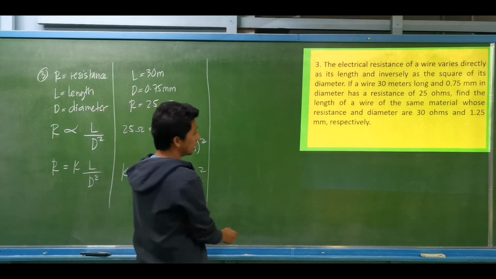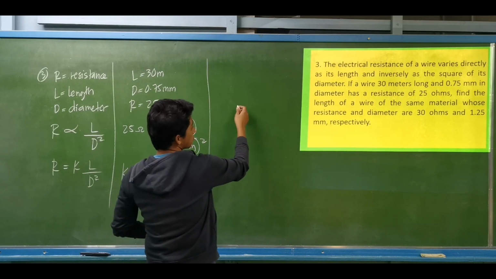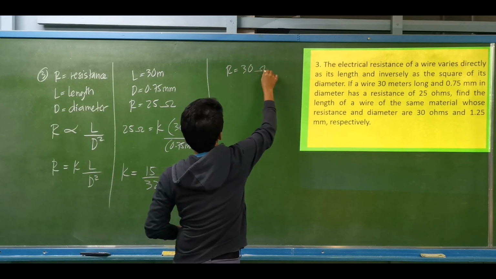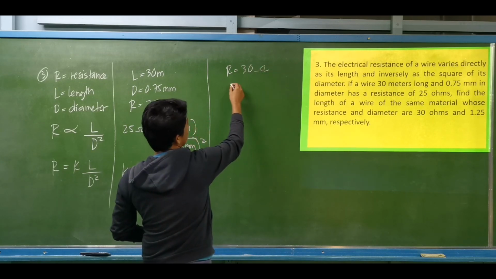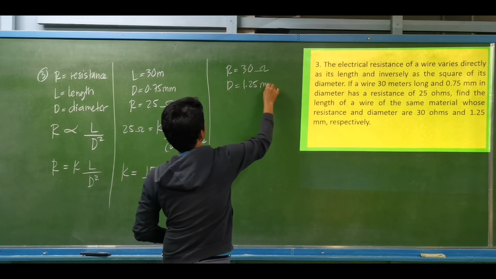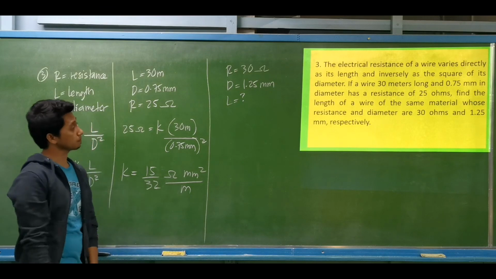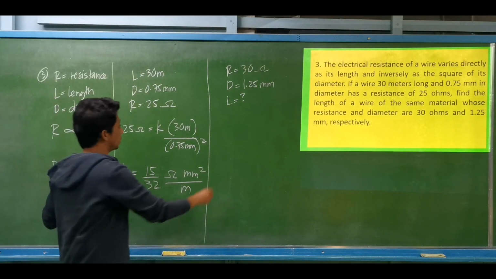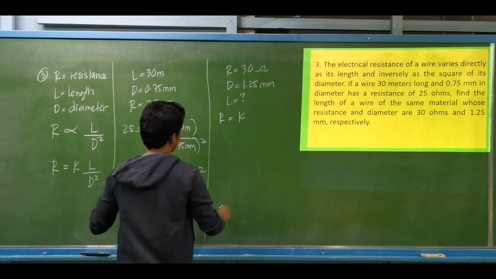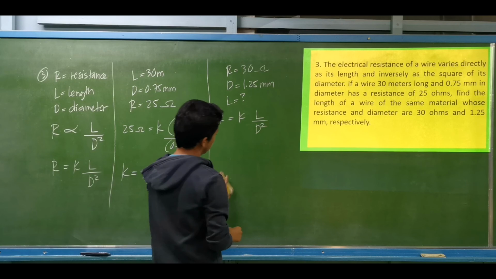Okay, so here we are now looking for the length of the wire, for the new values. We have a new value of the resistance as 30 ohms and a diameter of 1.25 millimeters. So we are looking for the length this time. What is our initial equation? The resistance is equal to the proportionality constant times the length divided by the diameter squared.